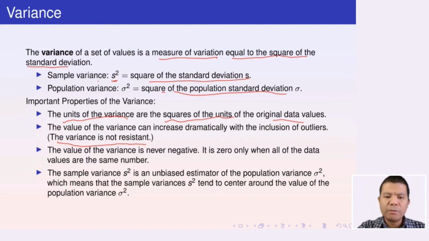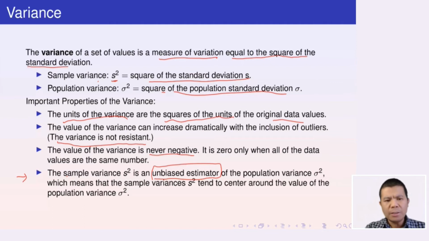The value of the variance is never negative. This is the same as the standard deviation, because the standard deviation is never negative, and you take the square of it. Of course, it's never negative, and it's 0 only when the values are the same. Finally, the sample variance is an unbiased estimator. Again, this is out of the scope of this class, just for your information.